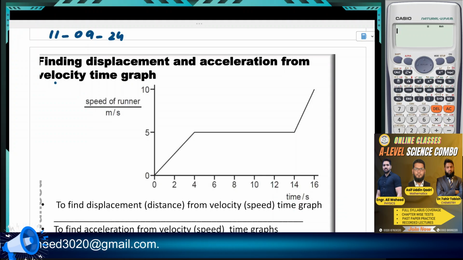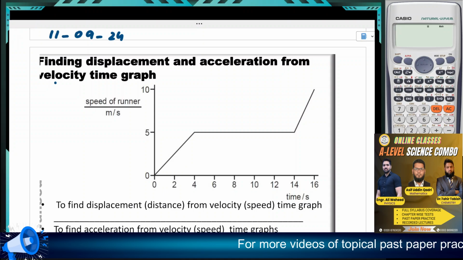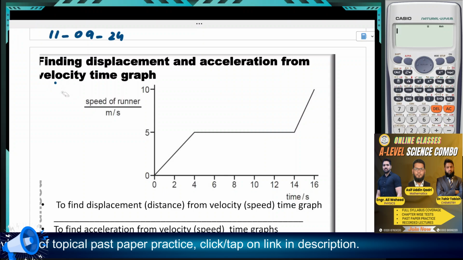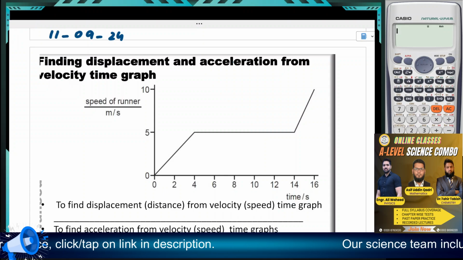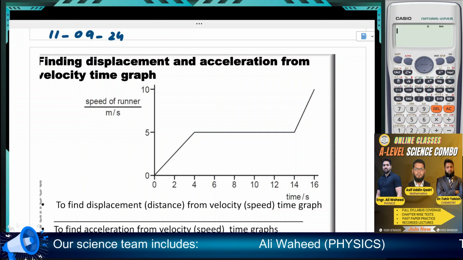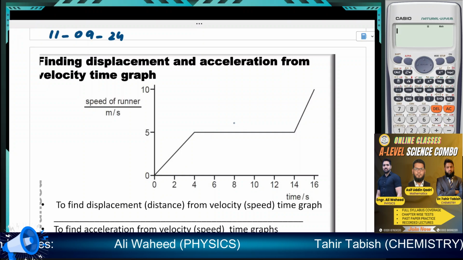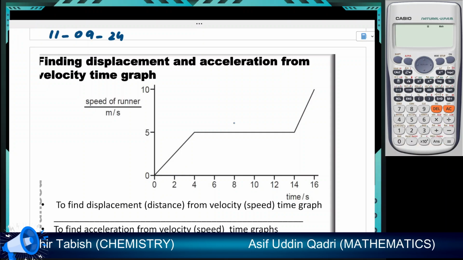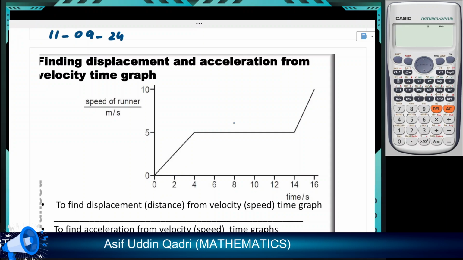So the topic that we have for today is how to find displacement and acceleration from a velocity time graph. And we can say the same thing as how to find distance and acceleration from a speed time graph. Because like I told you in O level physics, in graphs we assume that the object is traveling in a straight line. So distance means displacement, speed means velocity, unless it's mentioned otherwise. So both of them can be used interchangeably.